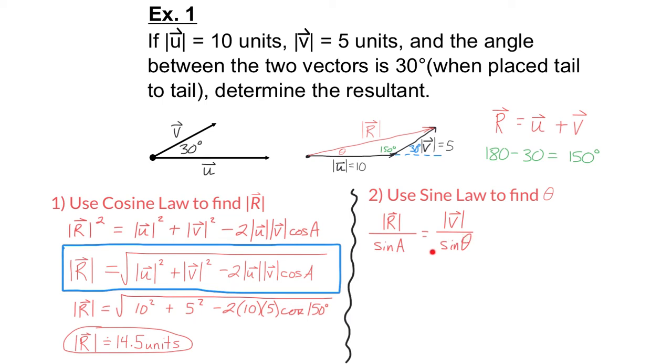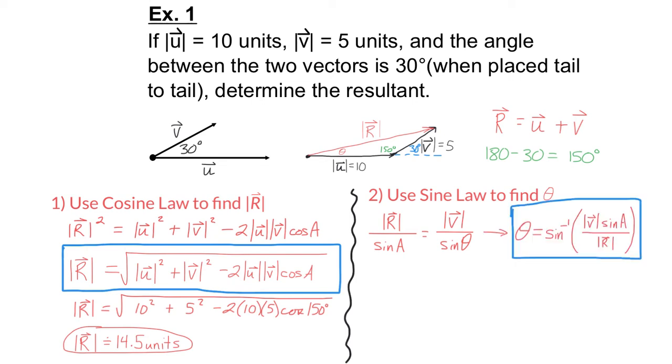If I want to solve for sine theta, remember cross multiply and divide. So magnitude of V times sine A divided by magnitude of R. And then I have to take the inverse sine of that, of course. So when I solve for theta, I take the inverse sine of magnitude of V times sine A divided by magnitude of R. That formula will always work, keeping in mind that angle A is the angle between U and V when they're head to tail. I'm just going to plug in my numbers for this triangle and solve for the angle. When I do that, I end up getting about 9.9 degrees, or about 10 degrees.